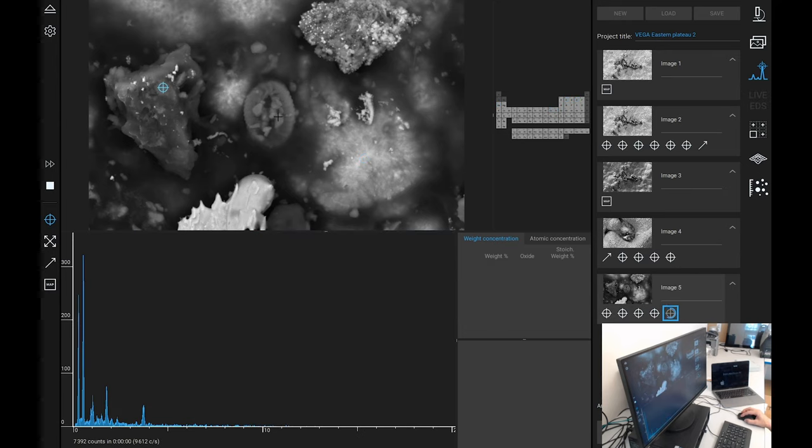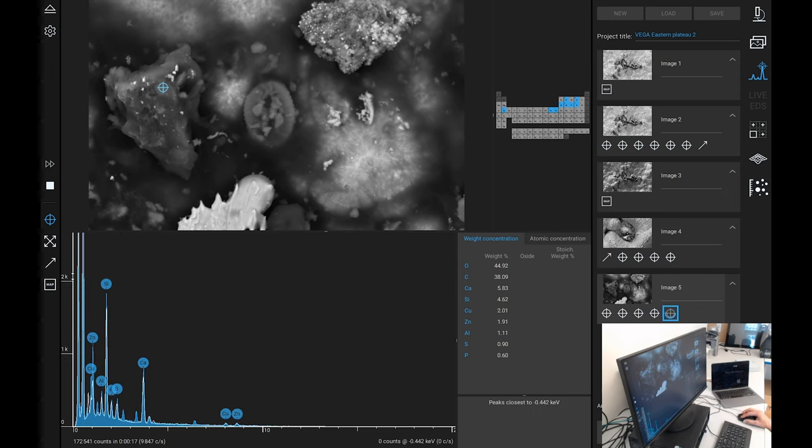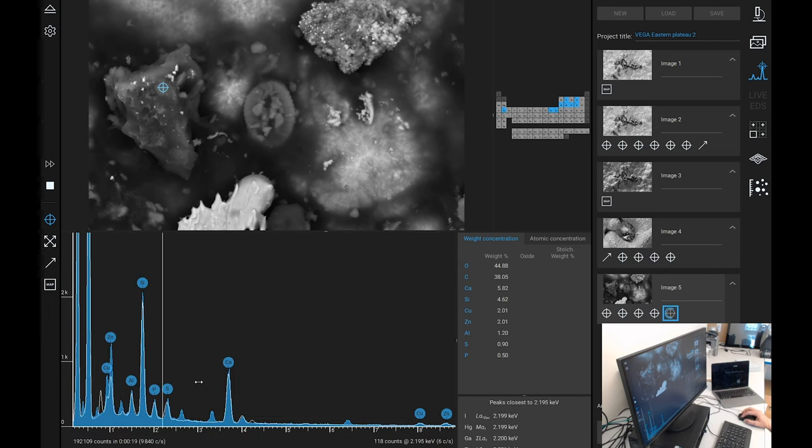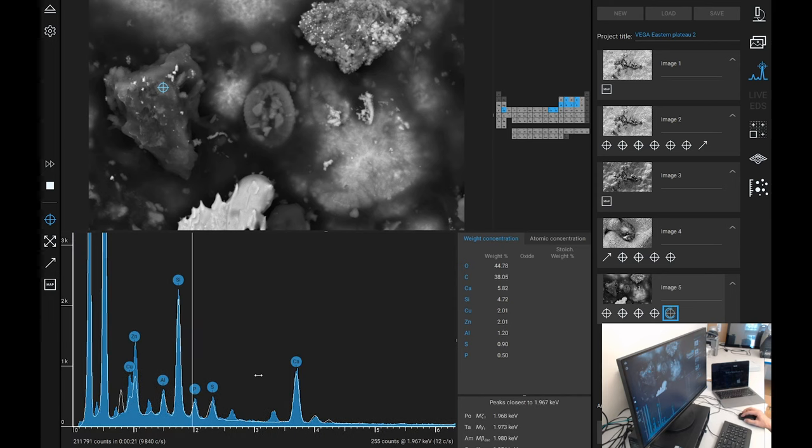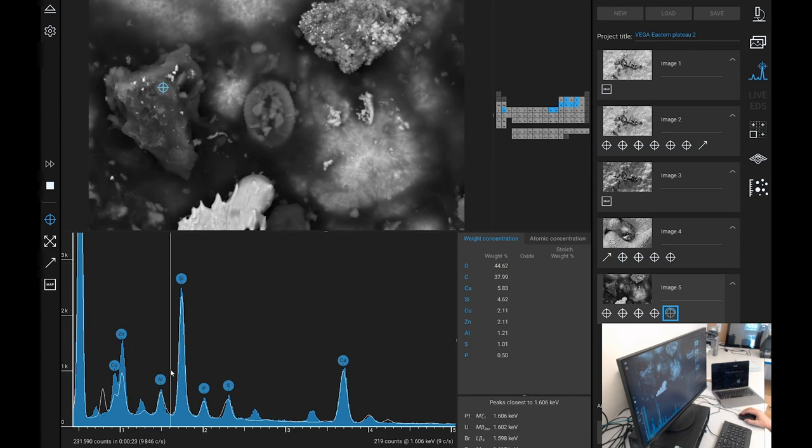I've got that over here. There's the silicon, there's the aluminium. Wow, look at this, phosphorus and sulfur. Of course, calcium, silicon, phosphorus. Look at it. Look at that. It's peak mania. Look at it.